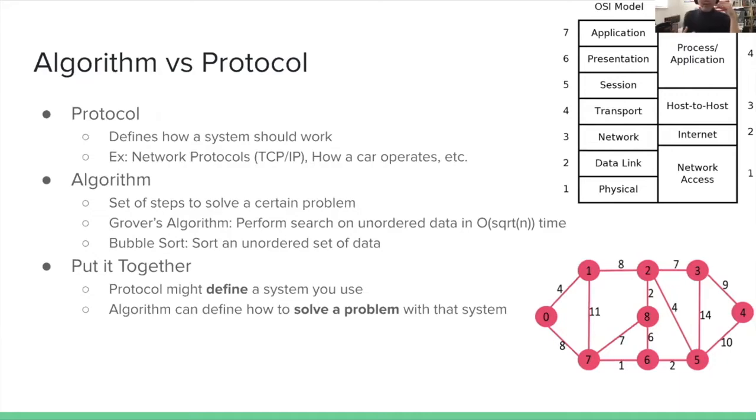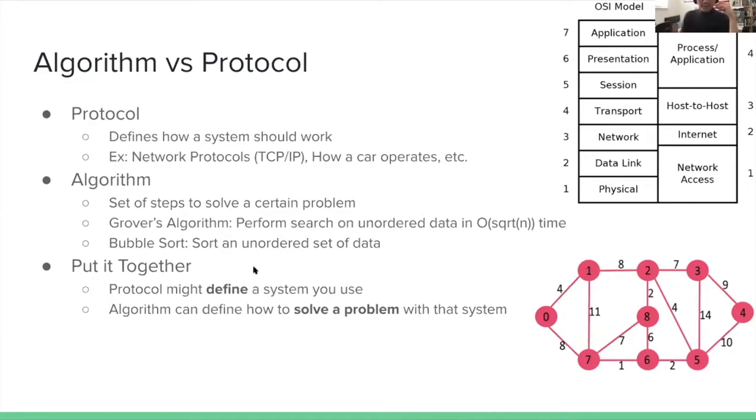Now, an algorithm takes a distinction from protocol, where an algorithm is a little narrower in what it does, but it's just a set of steps to help solve a certain problem. So the protocol doesn't tell you how to solve something. It just tells you how something should work. But the algorithm might be built on top of a protocol. An algorithm can very well use a protocol to achieve its goal or the problem it's trying to solve.